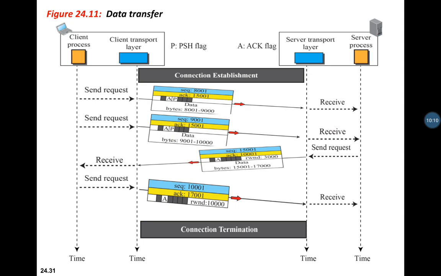Data segments sent by the client have a PSH. You can see there a push flag after the acknowledgement. The P flag is set, so the server TCP knows to deliver the data to the server process as soon as it is received. Next is about pushing the data.